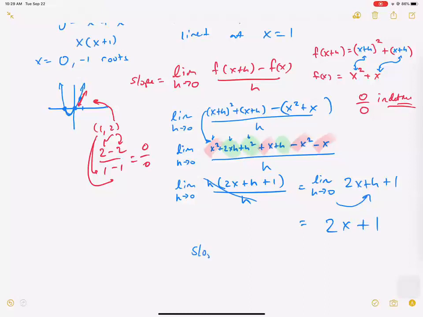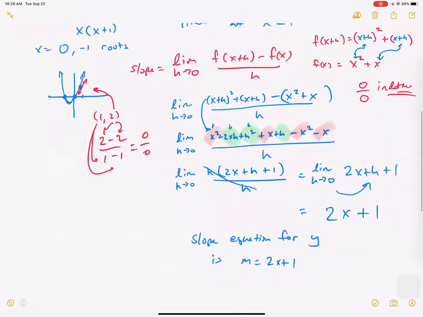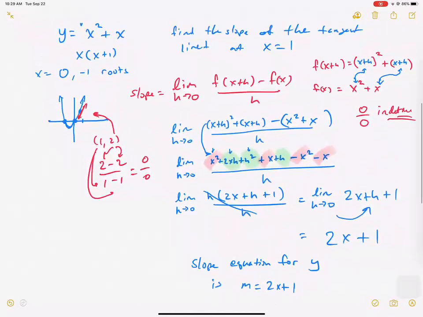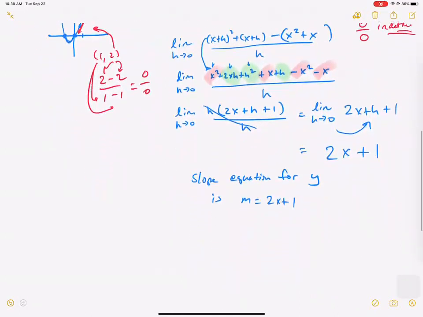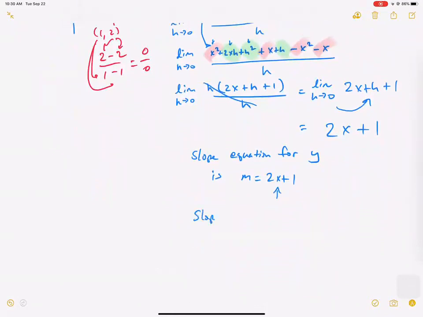So the slope equation for, let's say y, is m equals 2x plus 1. That's our algebra 1 understanding of it, right? m is our slope. So our slope for this whole graph is 2x plus 1. Well, we asked ourselves, what is the slope when x equals 1? So we can go back now and say, well, I know that x is 1. Let's go ahead and plug in 1. So the slope m at x equals 1 is 2 times 1 plus 1. m is equal to 3. That is the slope at 1.